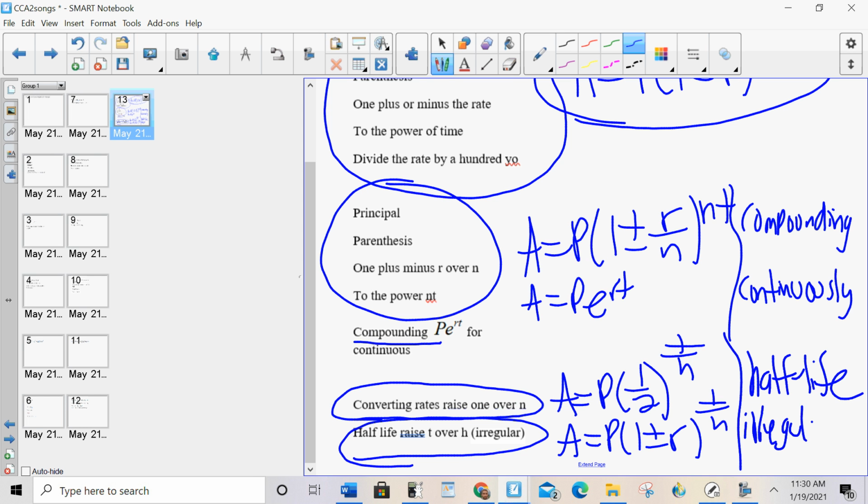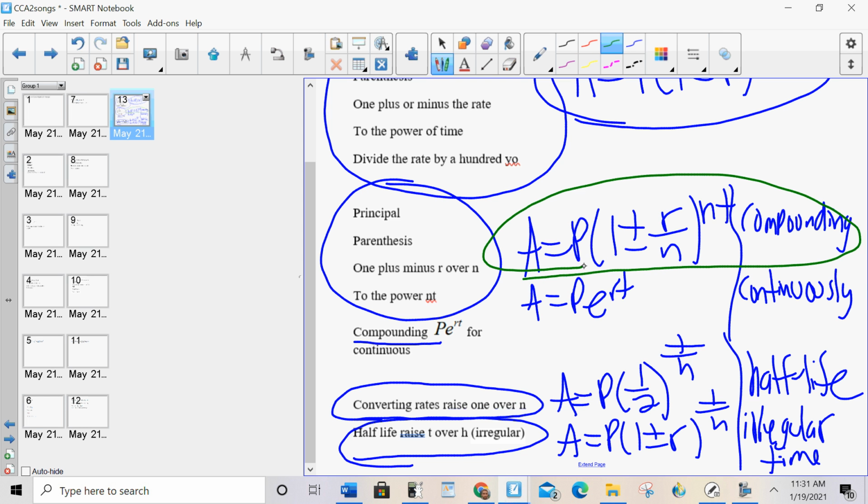And again, by irregular time, instead of increasing by 5% every year, maybe I'm increasing by 5% every 3 years, or every 2.7 years, or some type of irregular amount of time. So again, if you see compounding, let me use a different color. You're using the n formula unless it says continuously, in which case you're using PERT.